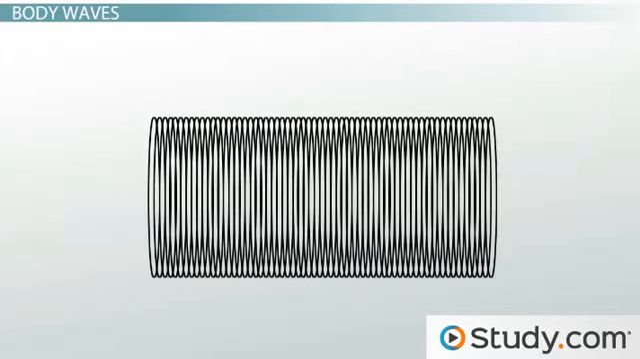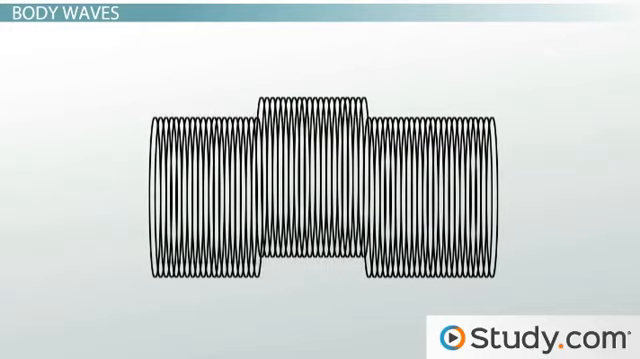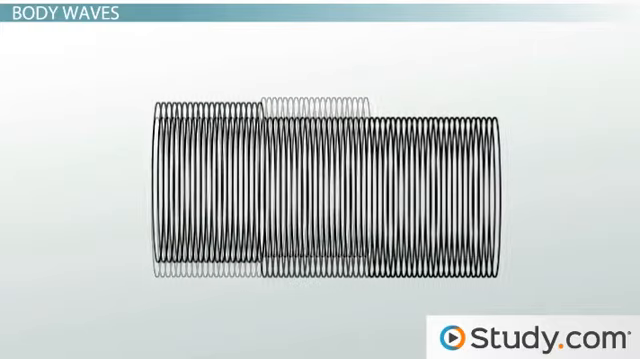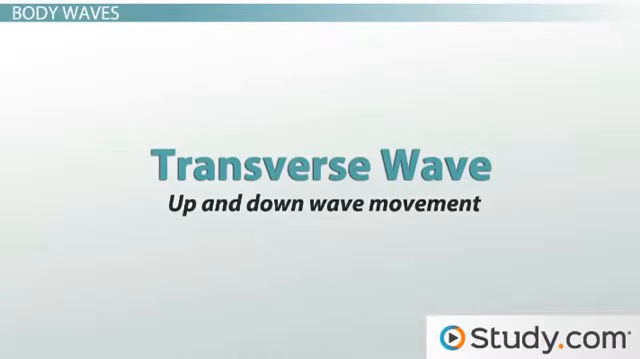S waves move a bit differently. Take our slinky again. This time, hold both ends, but now move one end up and down like a whip. A wave travels down the length of the slinky, but more like a wave over the surface of water. This up and down wave movement is called a transverse wave.